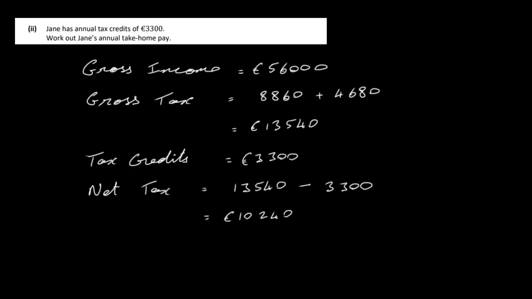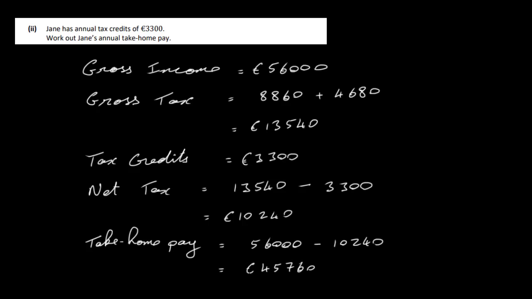Now what were we actually asked to do here? We were actually asked to work out Jane's annual take-home pay. So our take-home pay is equal to 56,000 euros minus 10,240. That gives me 45,760 euros. And that's really it for question 1.